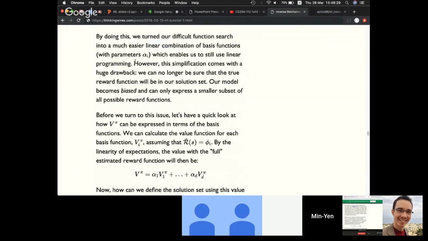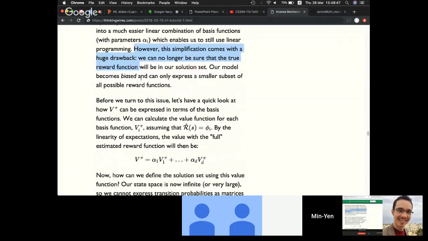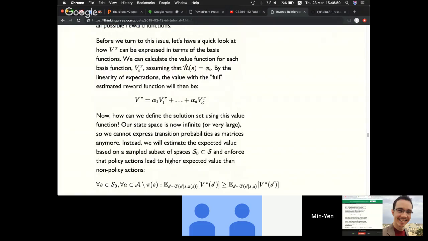Of course, when you do that, you're accepting some limitation on whether you can actually represent the correct reward function with that, right? Because you're now limited in the space of things that you can represent to some linear combination of the basis functions. So your basis functions have to be fairly, I guess, robust for that. Okay, so that's okay. Value approximation for each basis function.